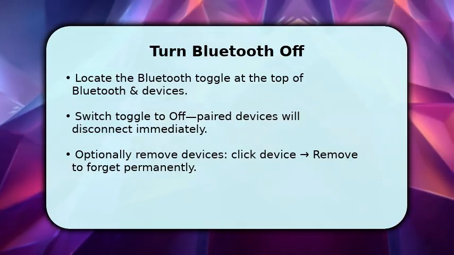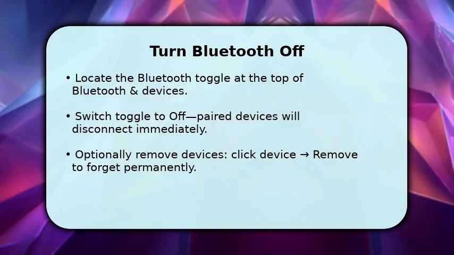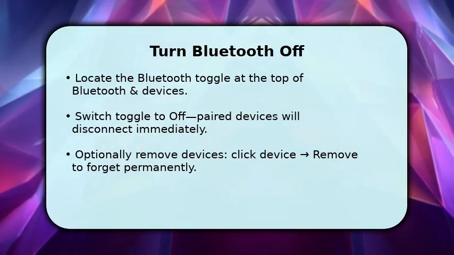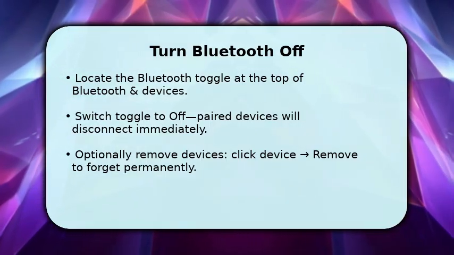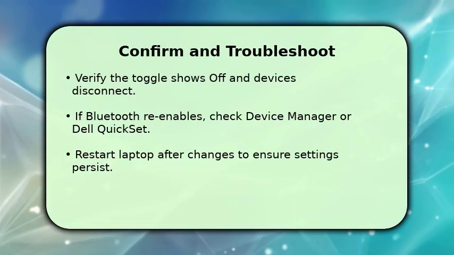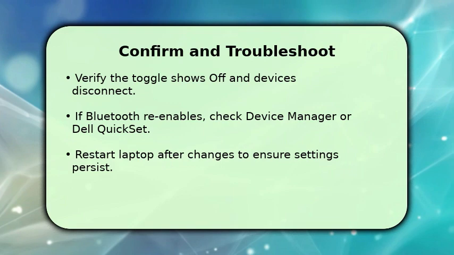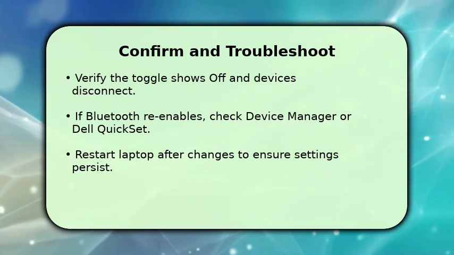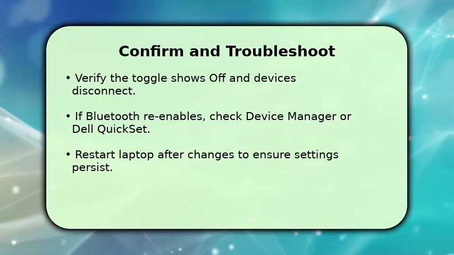If you prefer a quicker method, you can also disable Bluetooth from the Action Center's Quick Settings after confirming it's exposed there. Finish by verifying the toggle stays off and that your Bluetooth devices are no longer connected. This confirms the change took effect.